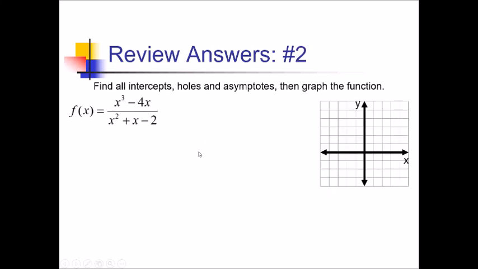For this function, I need to find intercepts, holes, and asymptotes and then graph it. Before I do that, it would be very helpful to factor this thing and see if there's any common factors that I can cancel out.